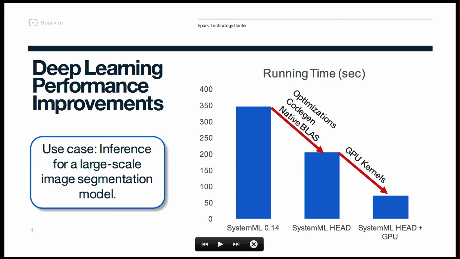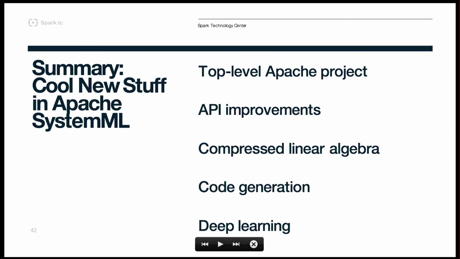So we're overall about an order of magnitude faster now, and this continues to move forward. So I talked about deep learning, code generation, compressed linear algebra, API improvements, and our being a top-level Apache project.